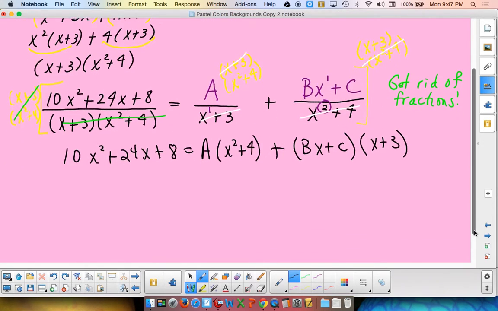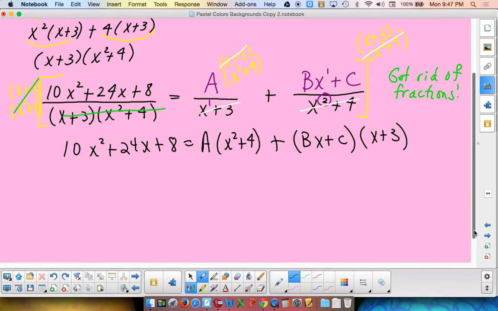Now, yeah, some of you can foil that. Some of you write neatly and organized enough to do it. Don't. Do it my way. Save yourself a lot of heartache and a lot of frustration. So now, it's algebra.